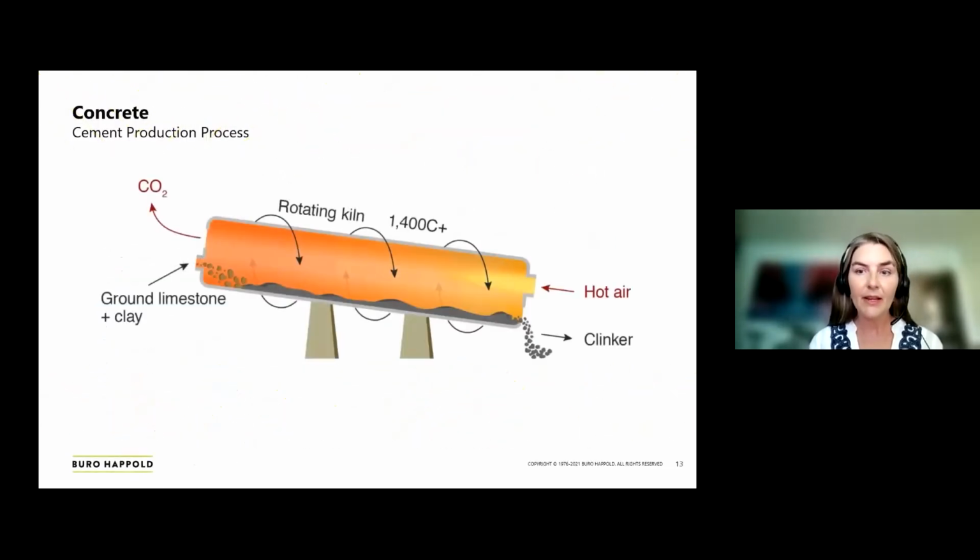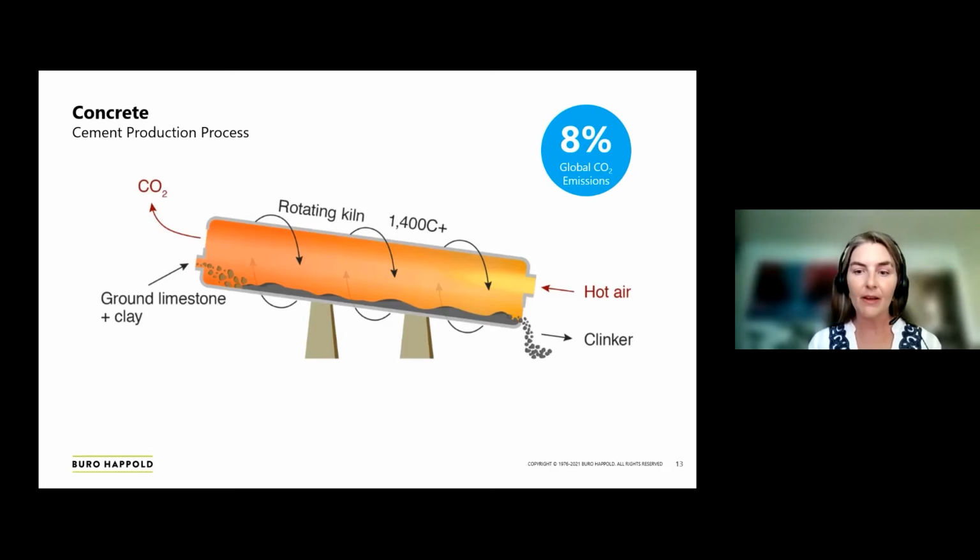So concrete accounts for about 8% of global CO2 emissions. And this is largely due to the intensive process of creating cement. 1 ton of cement produces 1 ton of greenhouse gas. And so in the concrete cement production process, CO2 is generated in 2 ways. The first is from the chemical reaction, which takes place within the kiln, and this produces a lot of CO2 as a byproduct. The other source is actually the energy generation it takes to power the kiln.